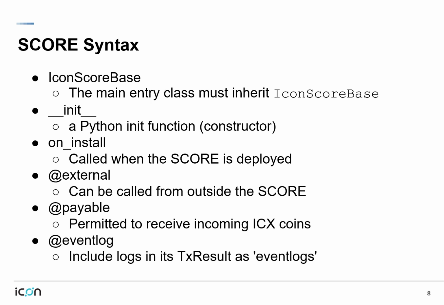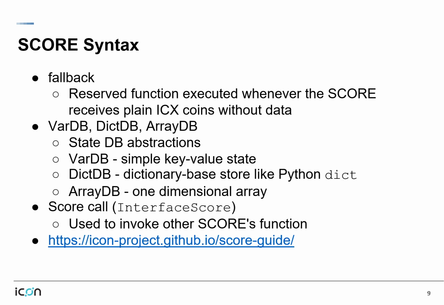Functions with the eventlog decorator will include logs in the TX result as event logs. So you can leave any log messages that you need to find later from the TX result. Fallback is a special function and a reserved keyword in SCORE. A fallback function is executed whenever the SCORE receives plain ICX coins without data. But remember, if you want to receive ICX coins delivered to the SCORE, the fallback function should be decorated with payable.